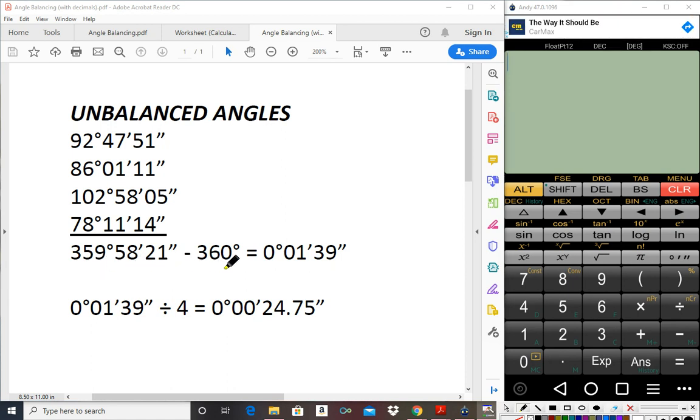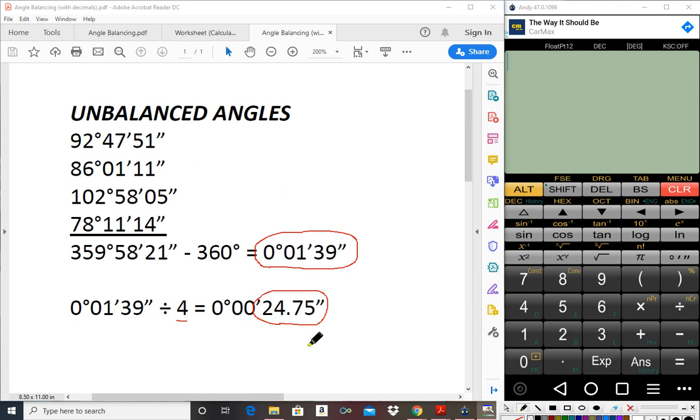This is very similar to the example I've been using, but I just wanted to use these numbers because they're close to what we have. And I end up with a total error of 0 degrees, 1 minute, 39 seconds. Once I take that total error and divide it by the number of sides I have in my traverse, in my case 4, I end up with 0 degrees, 0 minutes, 24.75 seconds.